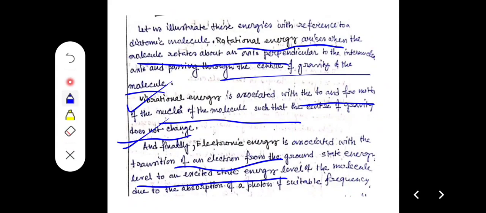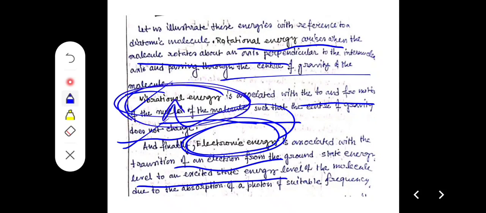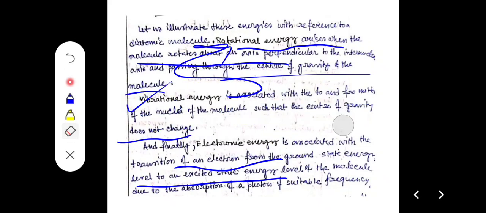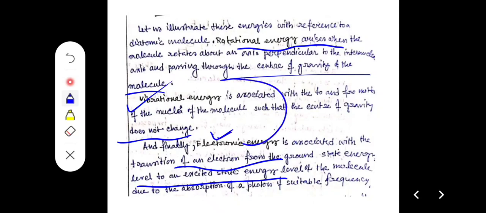We have to always consider this, though it is not written, always remember it: all electronic energy consists of vibrational energy, and all vibrational energy consists of rotational energy. Okay. All electronic energy consists of vibrational energy, and vibrational energy consists of rotational energy.